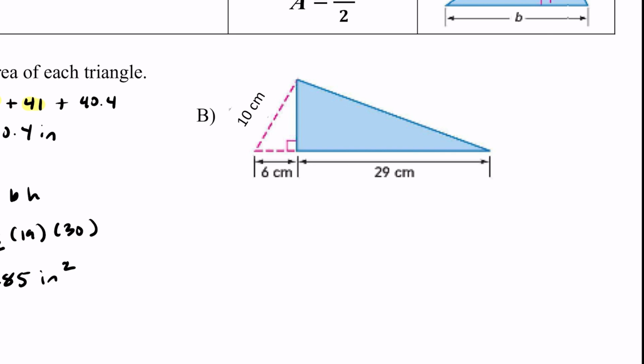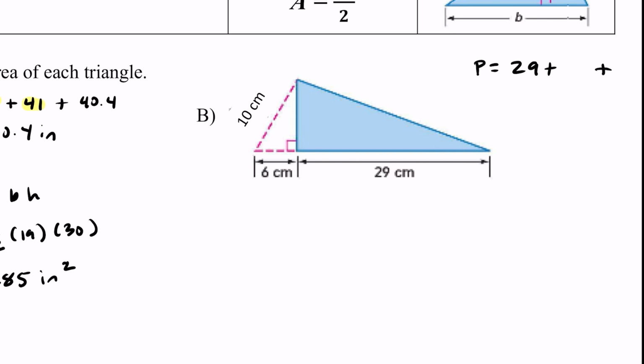So I need to find the perimeter. So P equals, here's 29. I don't know what this side here is, and I don't know what this side here is as well. Okay? So what I need to do is use this exterior triangle to figure out that one missing side. So I should use what? Pythagorean theorem, okay? So I have 6, this missing side, and this would be 10.